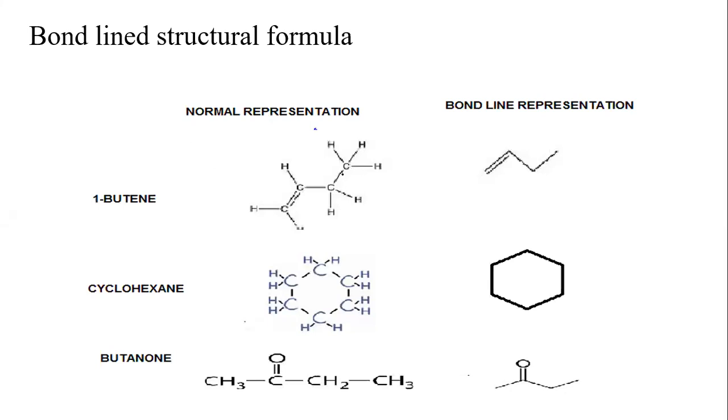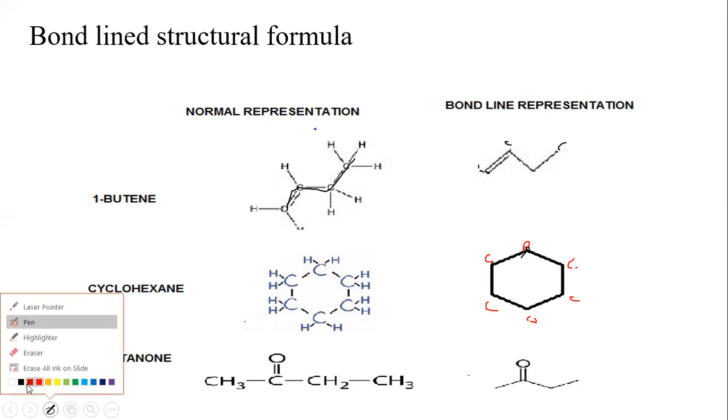A few more examples: this is a normal representation, our regular structural representation, but this is a bond line representation. See, this part is represented in bond line. Each dotted point is considered a carbon. This is one carbon, this is one carbon, this is one carbon. Cyclohexane, see, each one is one carbon. I will take another color. Here one carbon, here one carbon, here one carbon, here one carbon, here one carbon. So we are representing only through lines.